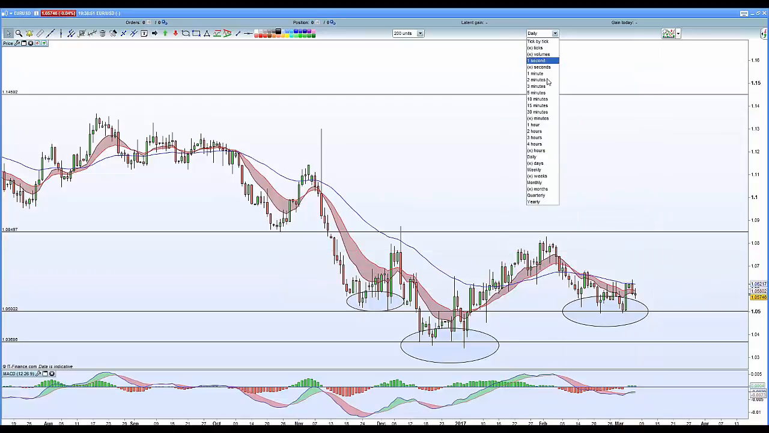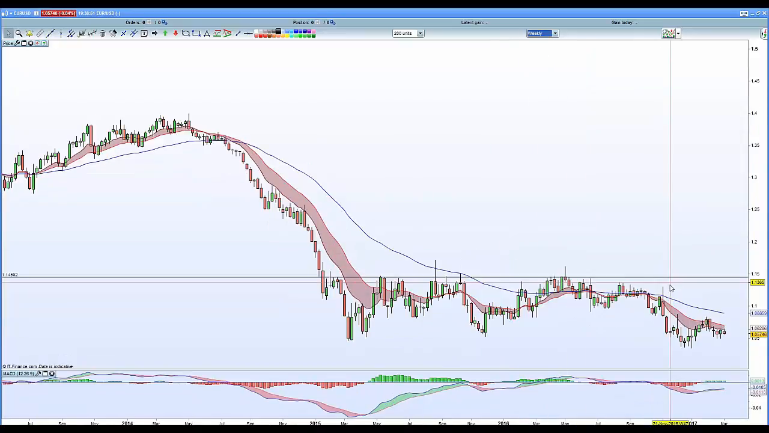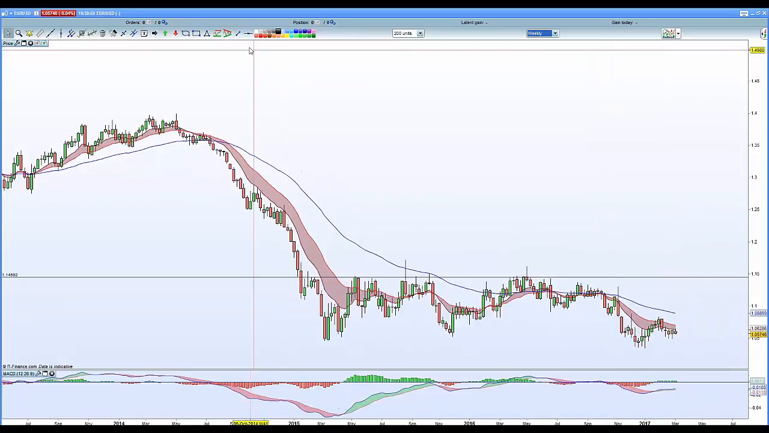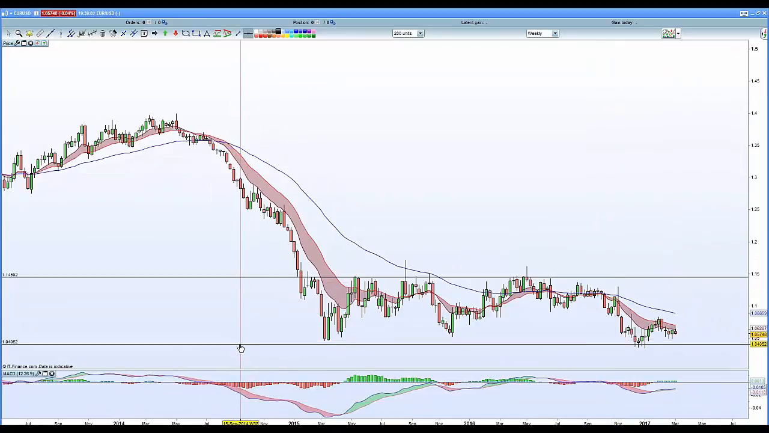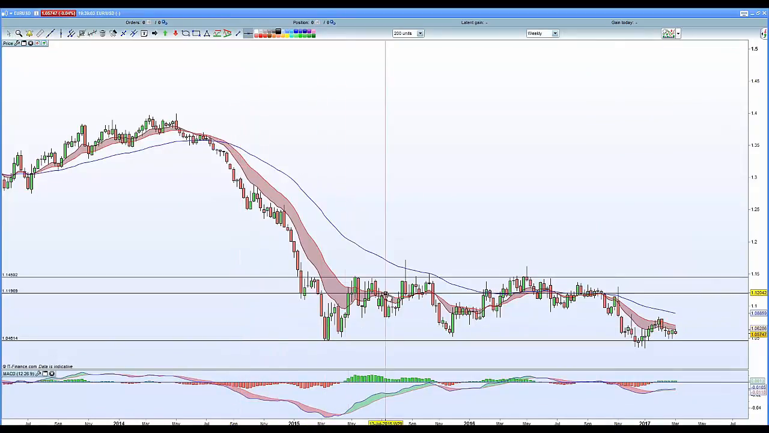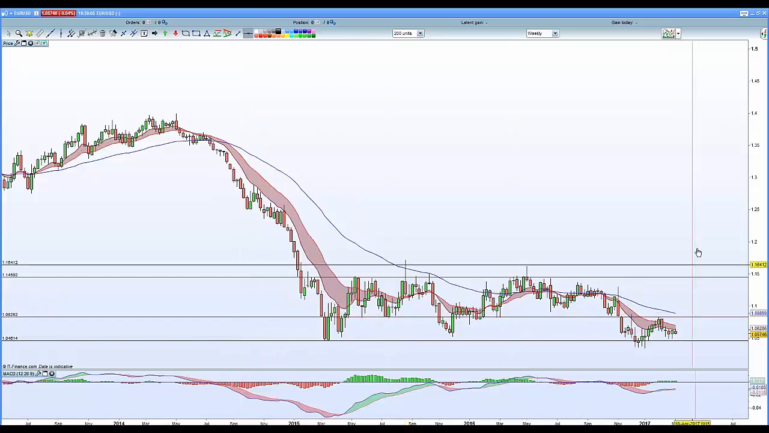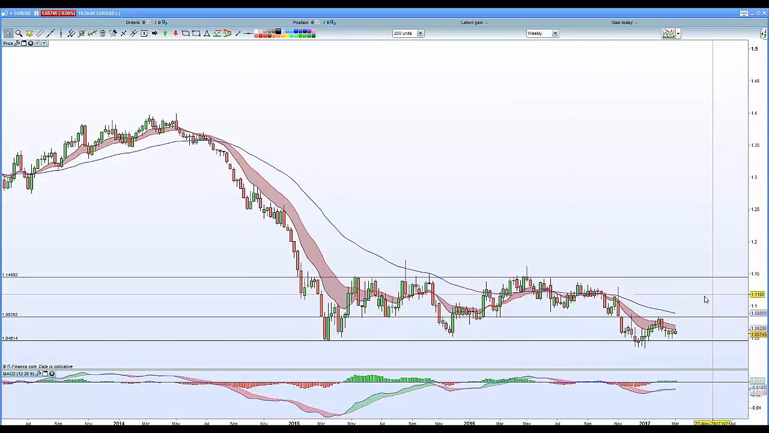But just to show you a quick glance at the longer term picture, you can see that euro dollar is basically stuck in a long term consolidation. The key 3 levels are 114.50, the key resistance 108, and around the 105 or so. So just big fat consolidation for the euro dollar.